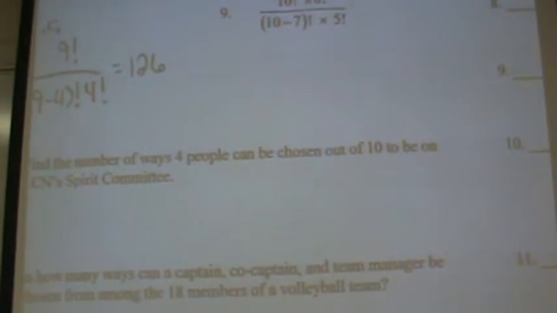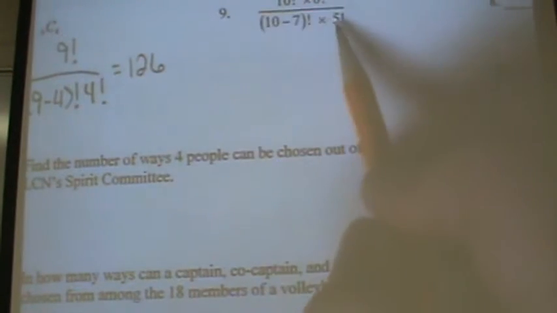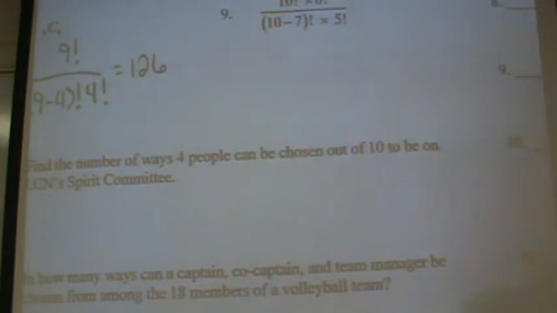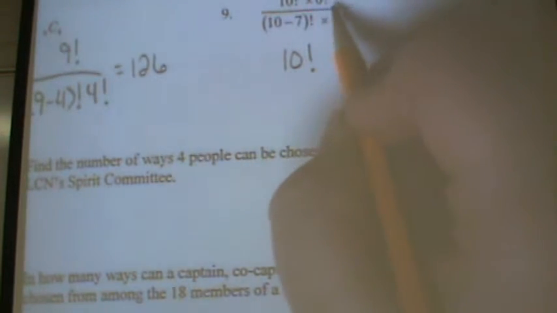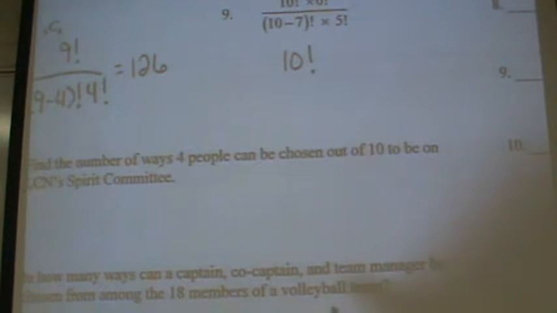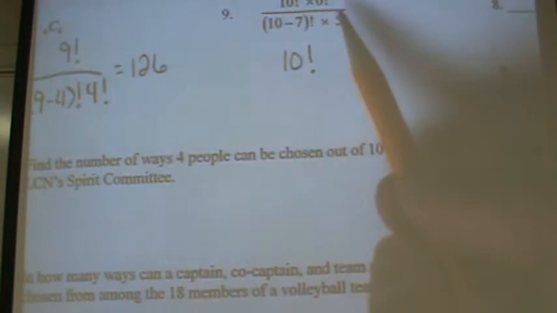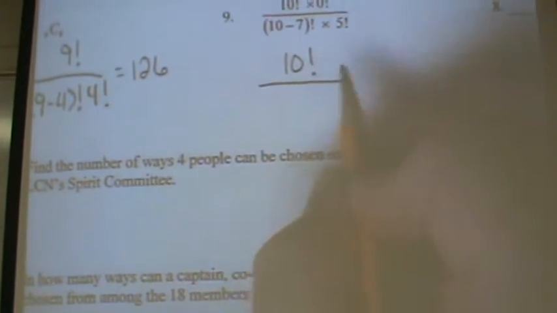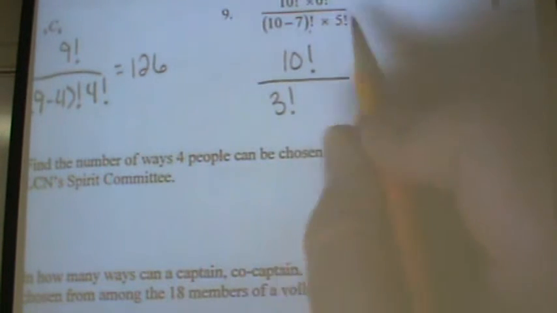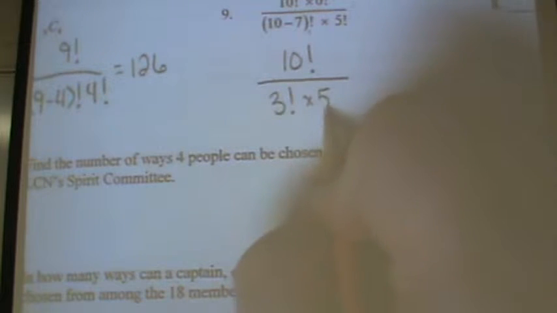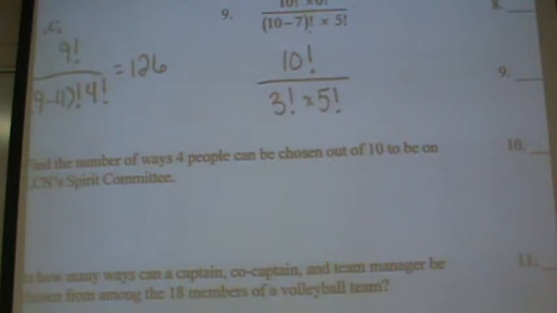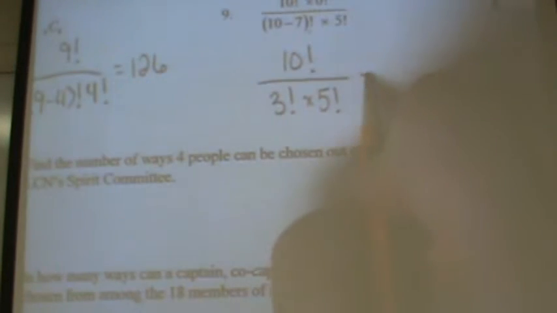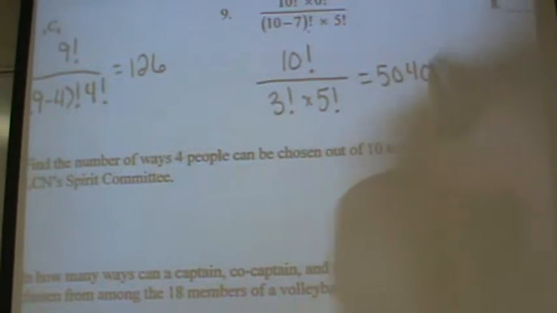Number 9. Number 9 you can either plug in how you see it here, or you could have simplified it. If you simplified it, you should get 10 factorial times 0 factorial. Remember, 0 factorial is just equal to 1. So you're going to have 10 factorial times 1, which is just 10 factorial. And then simplifying the bottom, you have 10 minus 7, which is 3 factorial, and then times 5 factorial. And when you plug that into your calculator, you get 5,040.